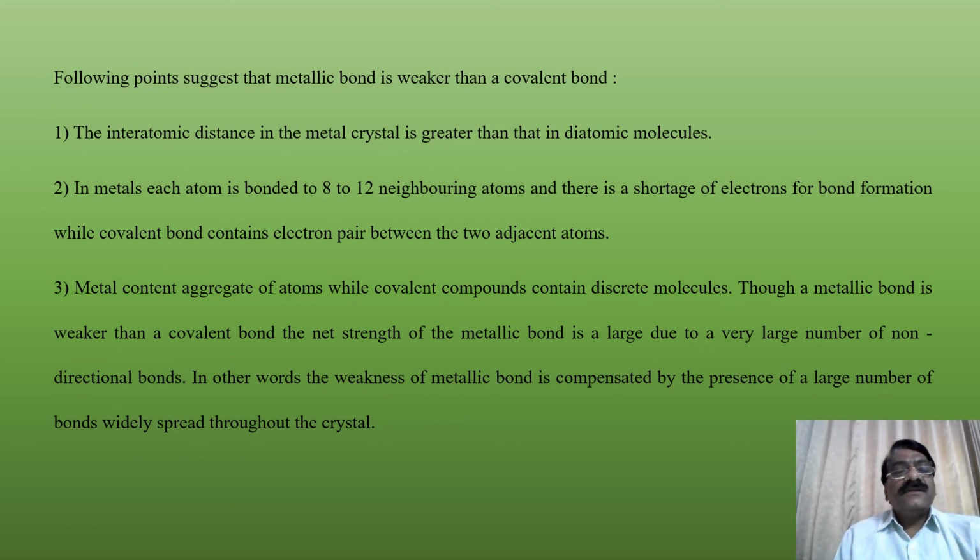The following points suggest that the metallic bond is weaker than a covalent bond. First, the interatomic distance in the metal crystal is greater than in diatomic molecules. Second, in metals, each atom is bonded to 8 to 12 neighboring atoms, and there is a shortage of electrons for bond formation, while a covalent bond contains an electron pair between the two adjacent atoms. Third, metals contain aggregates of atoms, while covalent compounds contain discrete molecules.